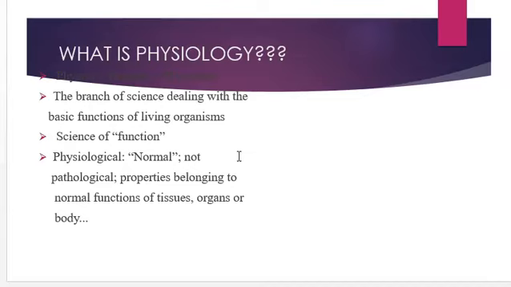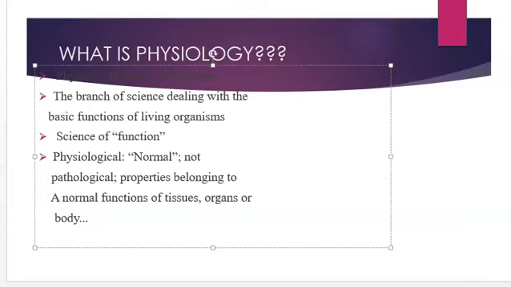It is normal functioning. If we study the abnormalities present in the human body, then we call it pathology. Pathology is the study of properties that deviate from the normal functioning of the tissues, organs and our body. Physiology is normal, but pathology is abnormal. Pathology is abnormal and physiology is normal.